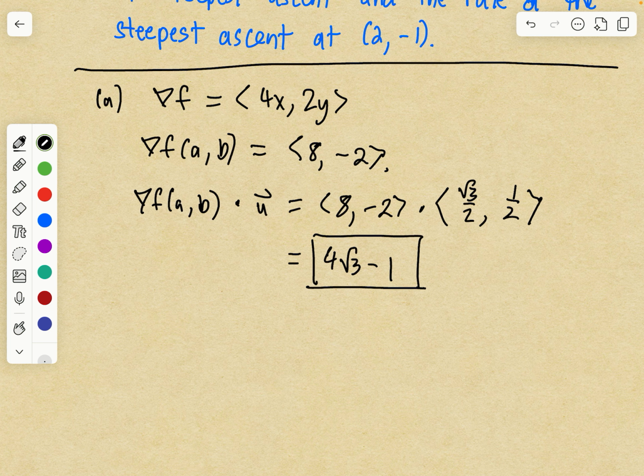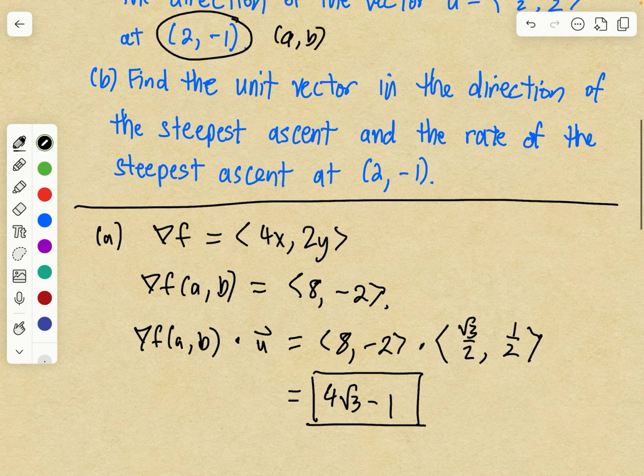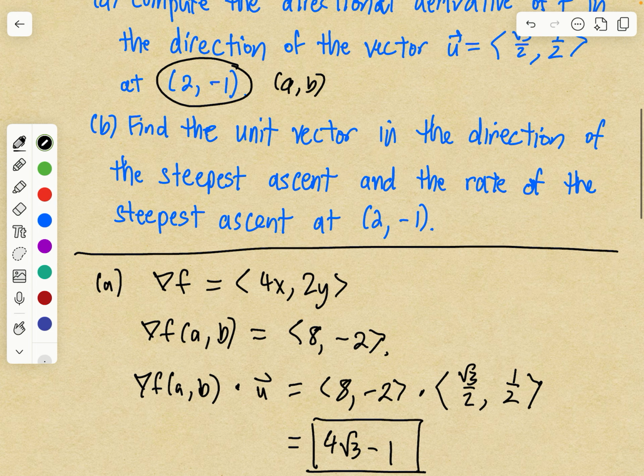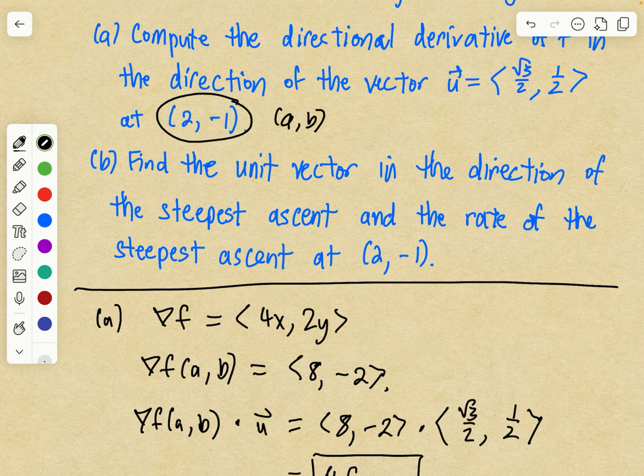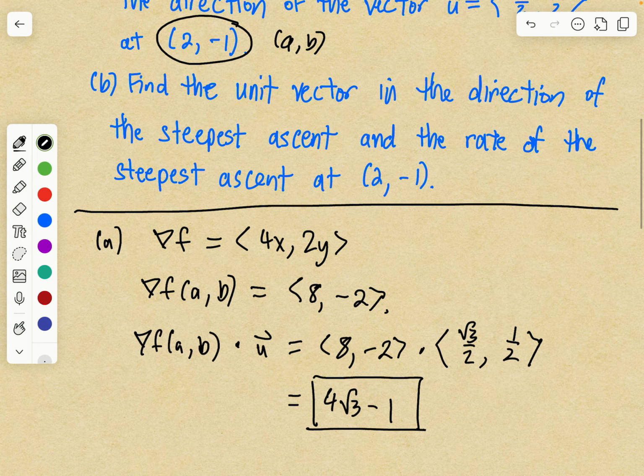So that's the directional derivative. That's a positive number. And so f is increasing. If you start at the point 2, -1 and head in the direction of u, the function is going to be increasing at the rate of 4 root 3 minus 1.